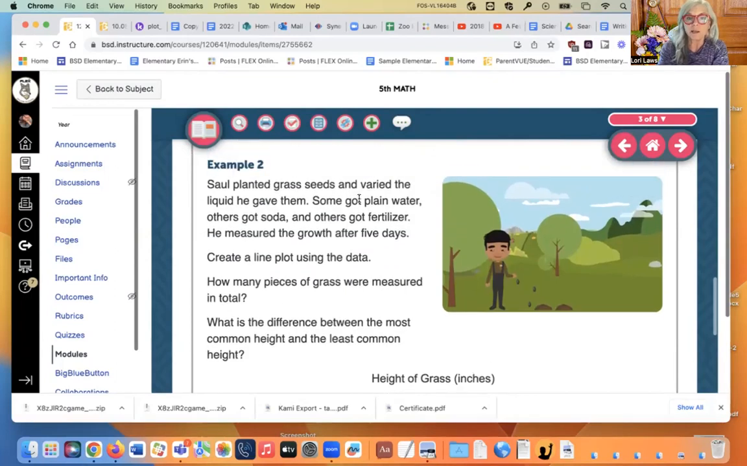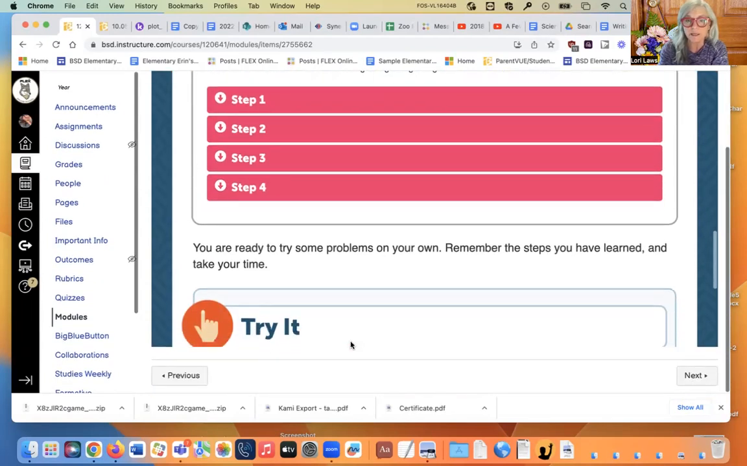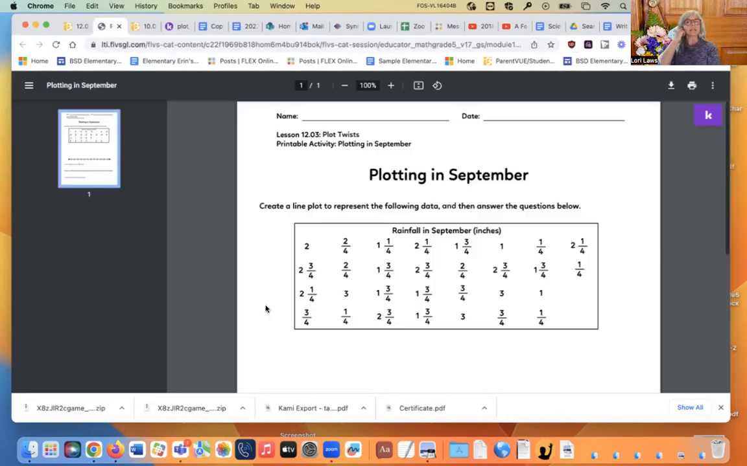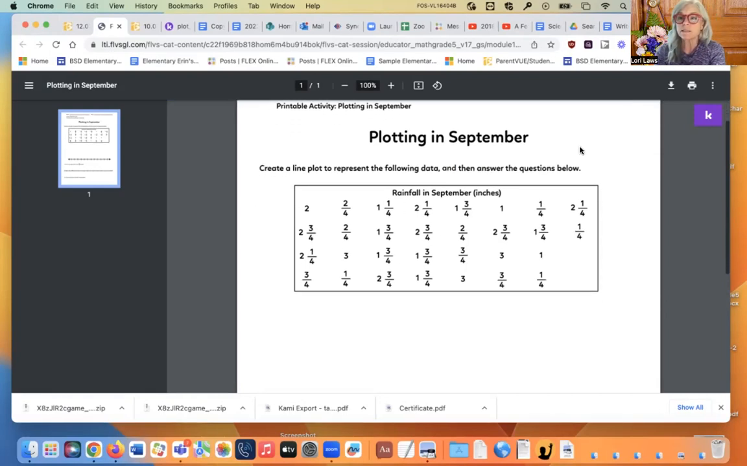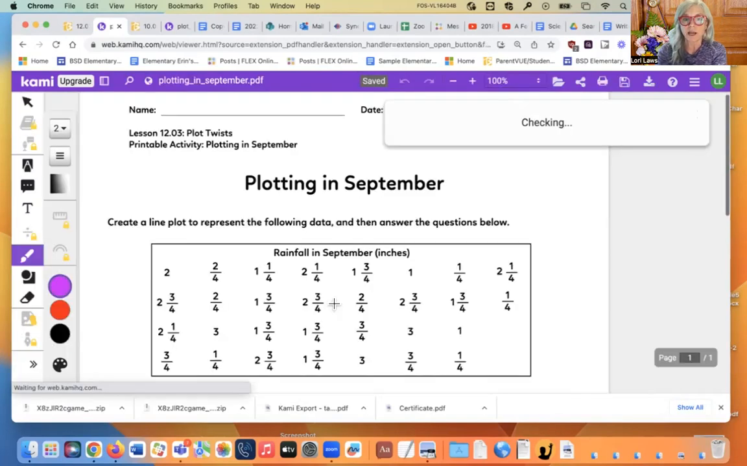Here we have Saul planting grass seeds and varying how much water. Again, it's the height of the grass in inches, same steps. I think you guys kind of have that down. Here is a practice sheet that you can do. This is not the assignment. This is one to practice on. Let's practice on this one together right now a little bit, just so you'll know what to do when you get to the final one.